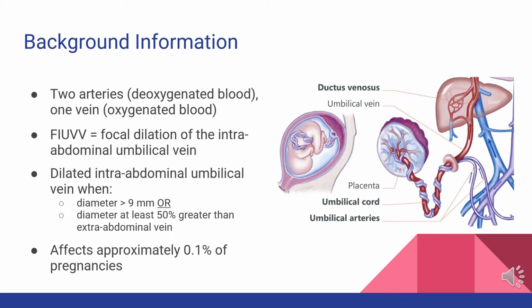Fetal intra-abdominal umbilical vein varix is defined as the focal dilation of the intra-abdominal umbilical vein. The vein is considered dilated when the diameter measures either greater than 9 millimeters or at least 50% more than the extra-abdominal portion. This condition is pretty rare. It affects approximately 0.1% of pregnancies according to the literature.